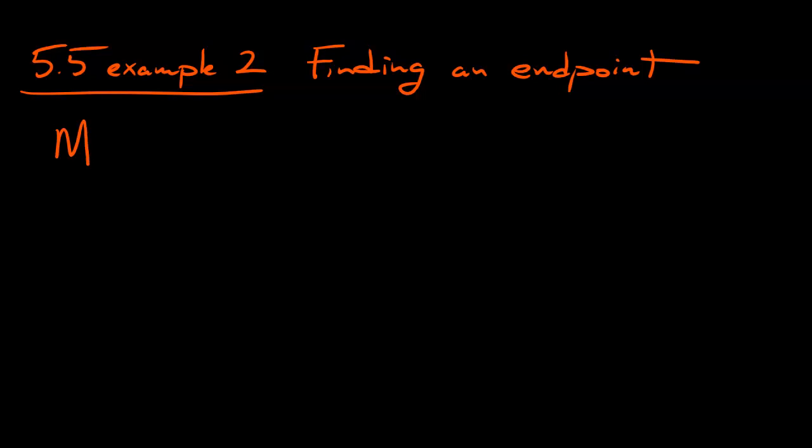So M is the midpoint. I'll actually write this one out because it might seem confusing otherwise. M is the midpoint of line segment AB. So A is one endpoint, B is another endpoint, M is the middle.